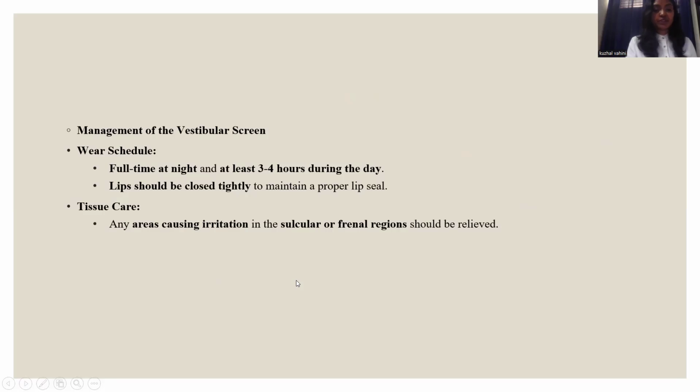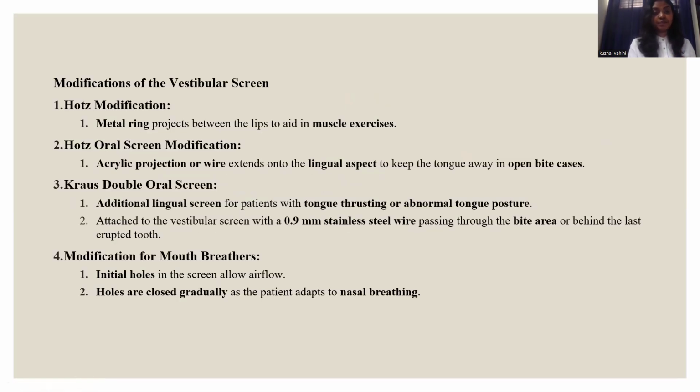The management of these vestibular screens is full-time wear at night, and during the daytime we advise the patient to wear it for only 3 to 4 hours. The lips should be closed tightly to maintain a proper lip seal. Tissue care should be taken, especially near the sulcular or frenal regions. They should be relieved. And then these are the modifications: Holt's modification with oral screens, and the Krauss double oral screen. Then a modification for mouth breathers with initial holes, and then gradually we close the holes and adapt the patient to nasal breathing. You have an overview of the different aspects of modification.